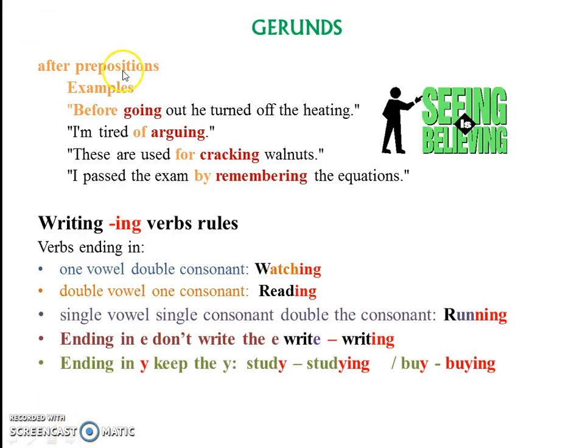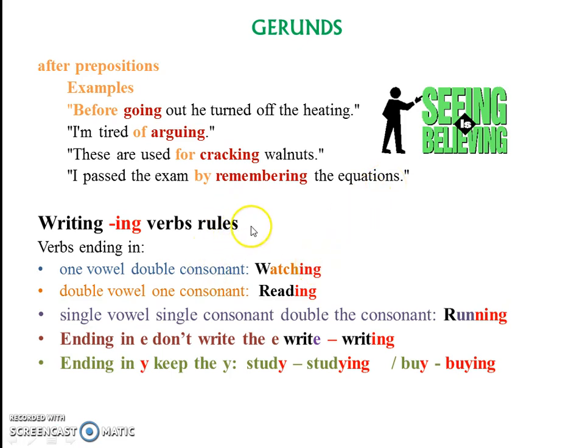And the last is when we use gerunds after prepositions. We have lots and lots of prepositions. Here are just some of them as examples. Look at this one, we have before. Before is a preposition, and after it is going to be a gerund, going. Here, I'm tired of is the preposition, cracking is the gerund. These are used for cracking walnuts. And I passed the exam by remembering the equations.